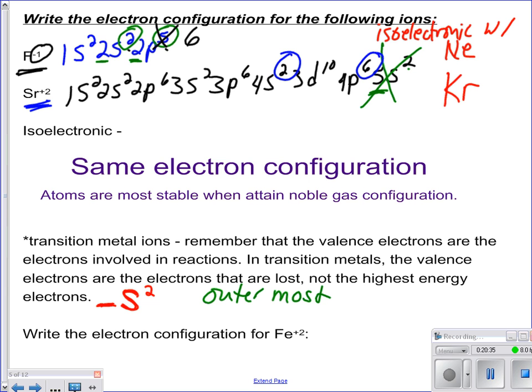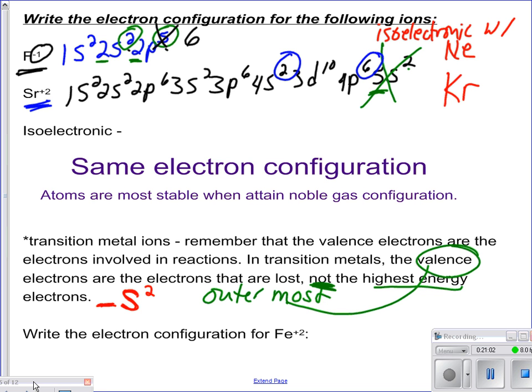Outermost energy level. So let's see how I can put this in here. The valence electrons are the electrons that are lost, in other words, the outermost. Hold on. But it is not necessarily the highest energy. So again, if you remember back to what we said about Aufbau's, it doesn't always follow the same rule. And the way I'll illustrate that is with iron with a +2.